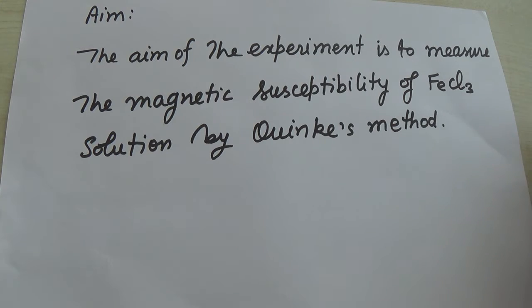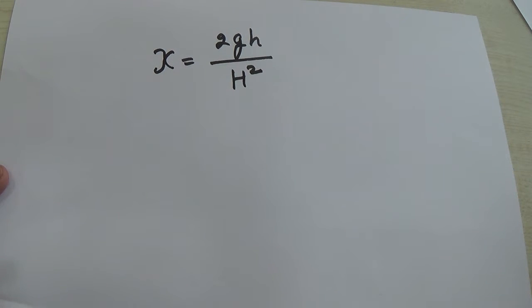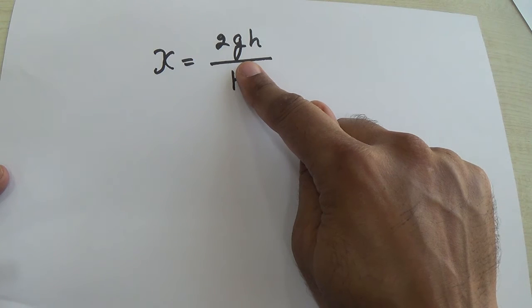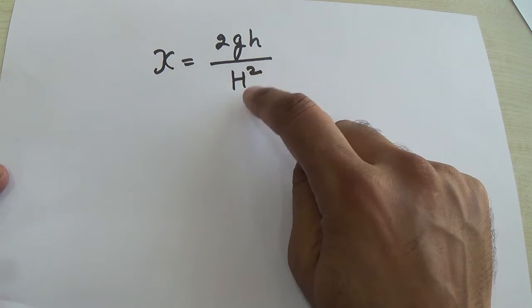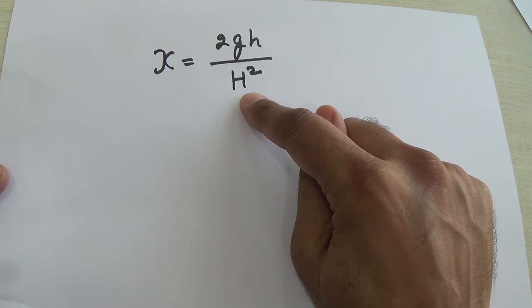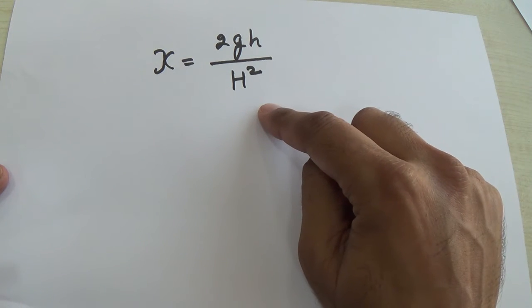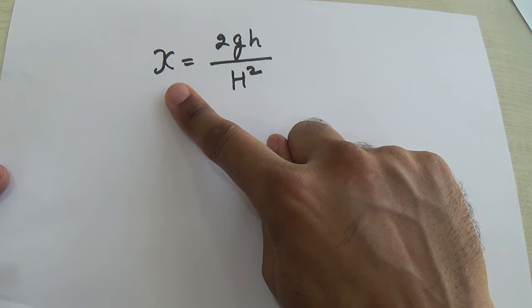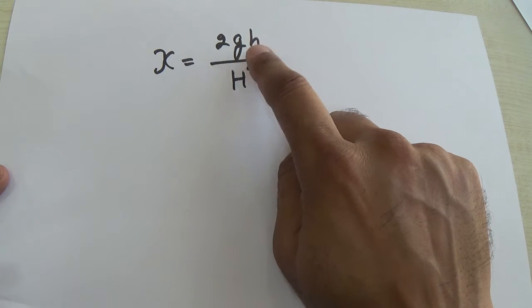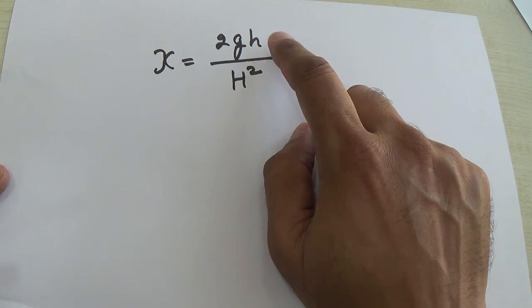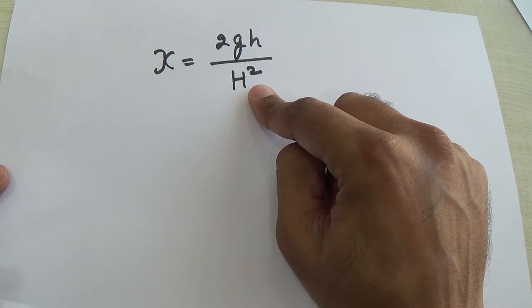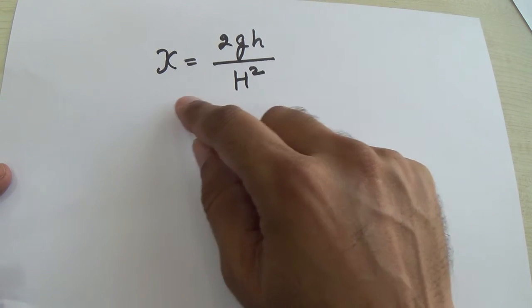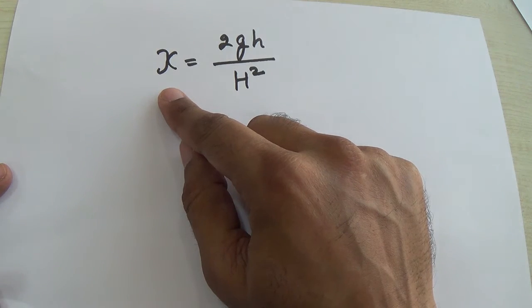So, in general, we use this formula, that is chi is equal to 2gh upon capital H square, where small g is acceleration due to gravity, small h is the height of the level, and capital H is the intensity of the external magnetic field. So if one has to calculate the mass susceptibility, then one uses this particular formula 2gh upon capital H square, where the slope between small h and H square from the graph is used to find out the value of chi.